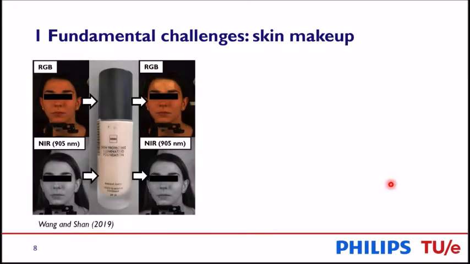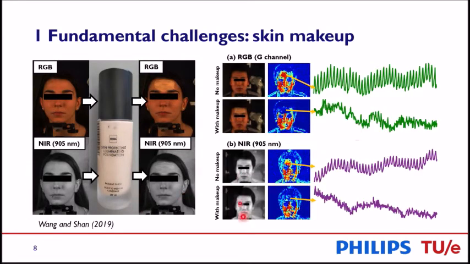And the second fundamental challenge is makeup, because makeup is similar to a neutral density filter that reduces the amount of light that can penetrate into the skin. And this is the same for all the wavelengths. Then we conducted a study by putting makeup on the forehead and measuring the PPG signals in both the RGB case and also the near infrared case. And here is an example for these subjects: if we put makeup on the forehead, you can see that without makeup, the green channel shows a strong PPG signal.